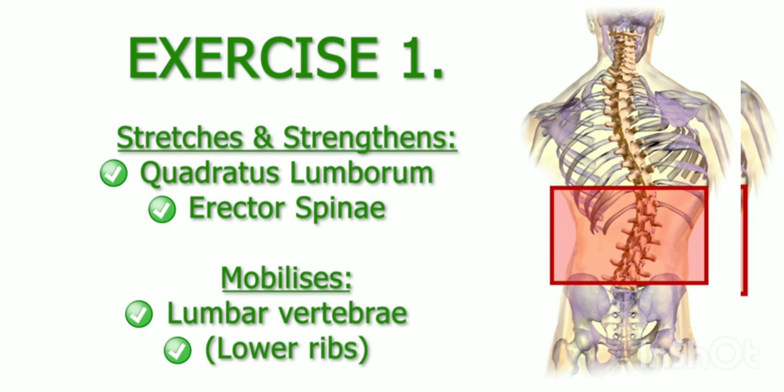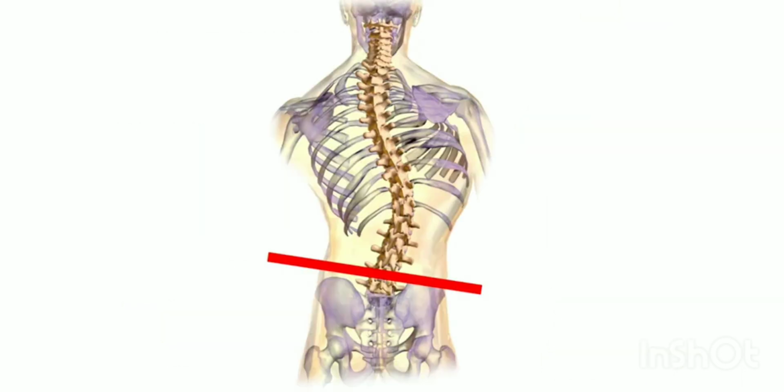Exercise 1. This first exercise is for people with a curve in the lumbar spine. These people might notice one hip higher than the other, or pain or tightness on the outside of the curve. The main distortion with scoliosis is a bend to the side, so we're going to work on that first.